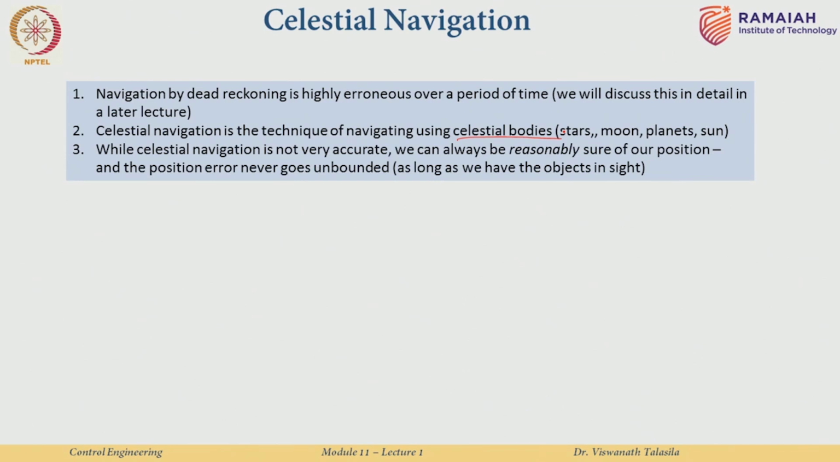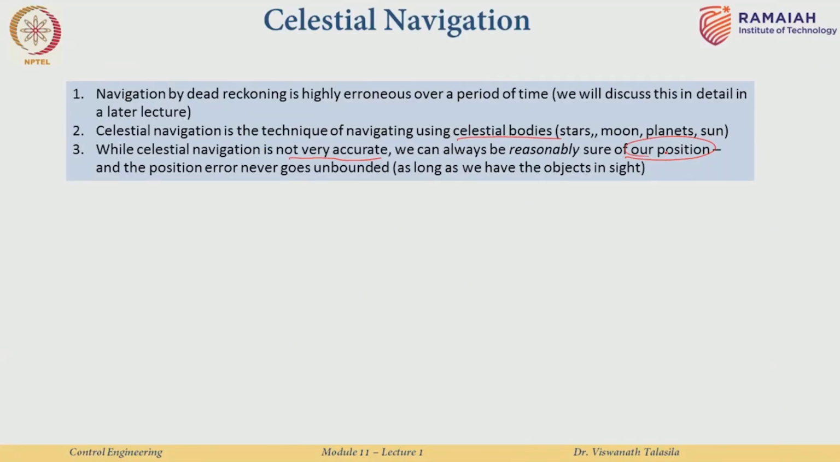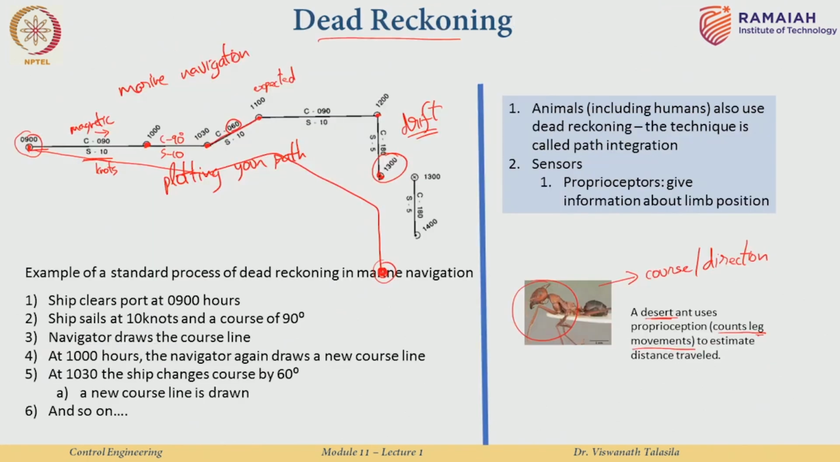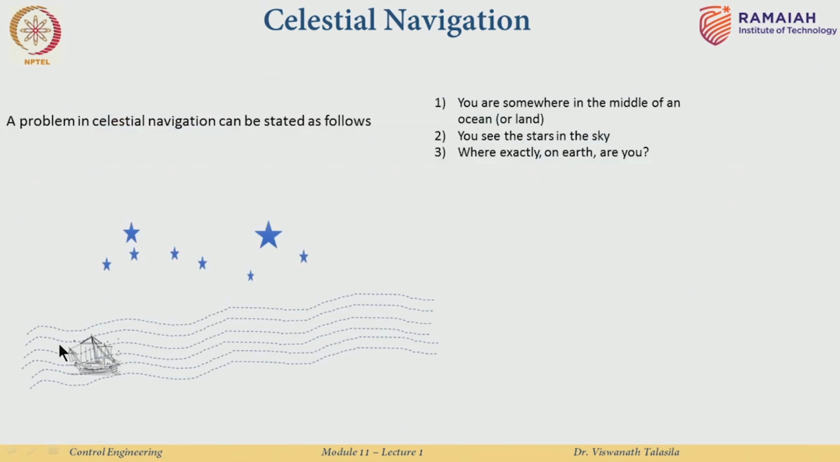The cool thing about celestial navigation is that while it is not very accurate, you can always be reasonably sure about your position, and we will see why that is so. You will never be completely off. You will never have errors the way you had in dead reckoning, which leads you to a completely erroneous position compared to where you really are. Celestial navigation avoids that problem. In fact, we will see one example of this shortly, and the example is something like this.